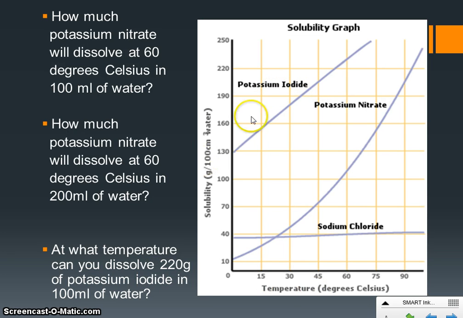So we find over here where it says 220 grams, which is right here. Follow that line until you hit your potassium iodide line. Make a turn. So we go here, make a turn, come down. Looks like it's about halfway between 45 and 60. So I don't know, 52, 53 degrees would probably be an acceptable answer. Okay, so sometimes they'll give you the temperature and you find the amount. Sometimes they'll give you the amount and you find the temperature.